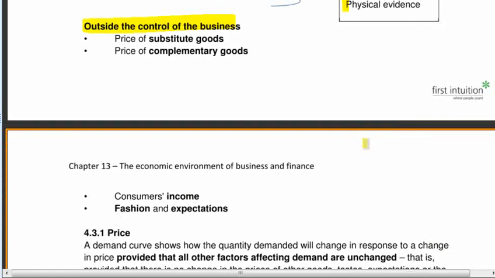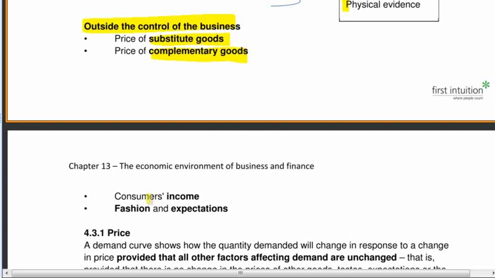For instance, the price of substitutes. For instance, what's a substitute for biscuits? Crisps, maybe. If the price of crisps goes down, then maybe we buy more crisps and we buy fewer biscuits. Price of complementary goods. So what's a complement to biscuits? Well, tea, let's say. So if the price of tea goes up, perhaps we buy less tea. And if we buy less tea, we won't be dunking our biscuits in it, so we will buy fewer biscuits as well.